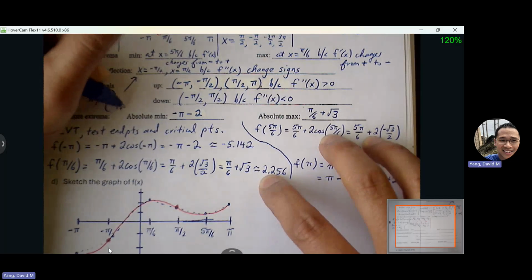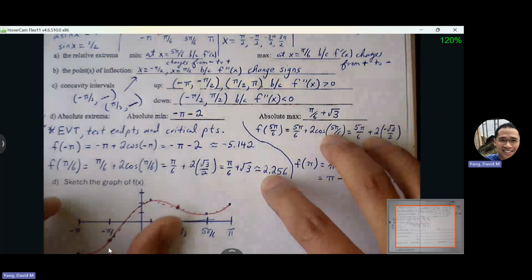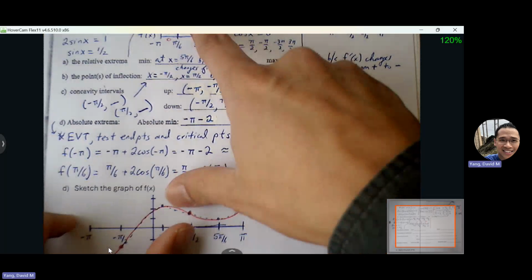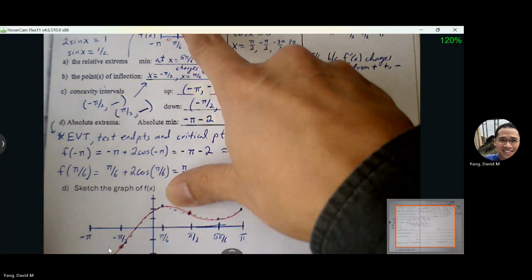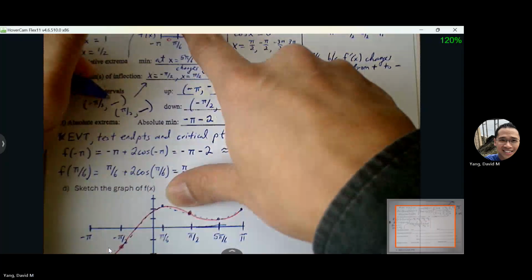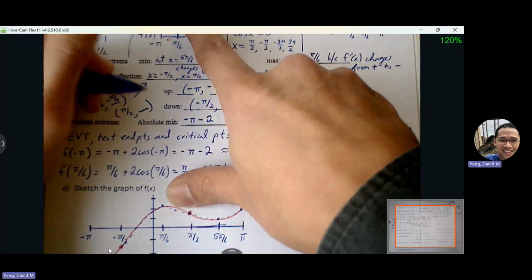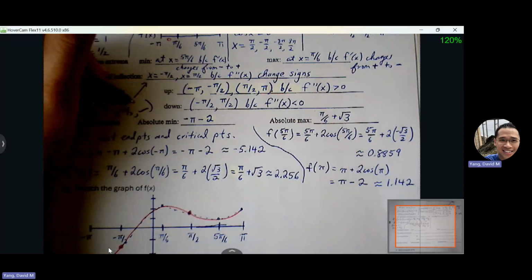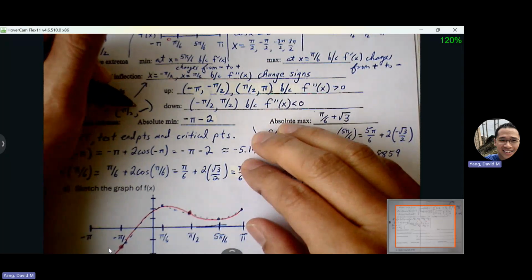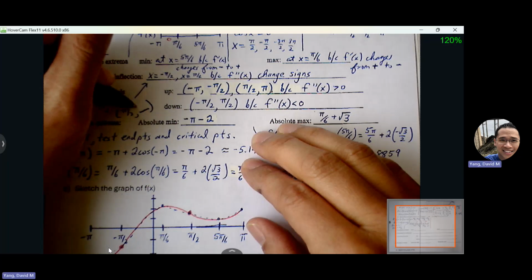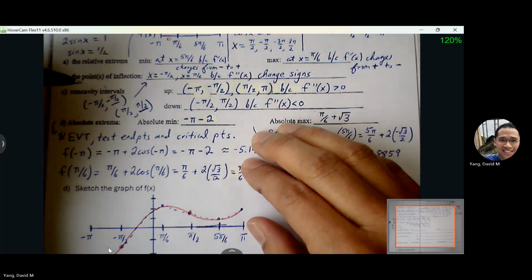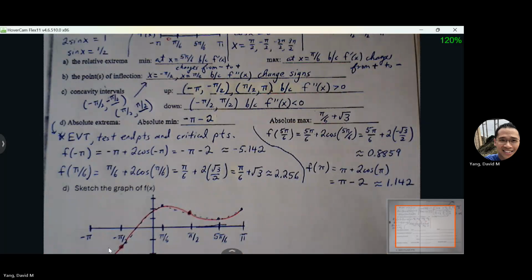We need to do that by plugging them in, right? Yeah, plug it back into the original equation to find those y values. Into the original, right? The original for both points of inflection. Exactly, yeah. Anytime there's a point involved, you're going to go back to the original equation and plug it in for x. So at negative pi over 2, my y value is negative pi over 2. At pi over 2, my y value is pi over 2.